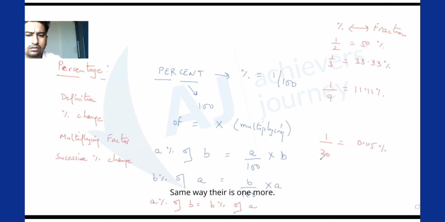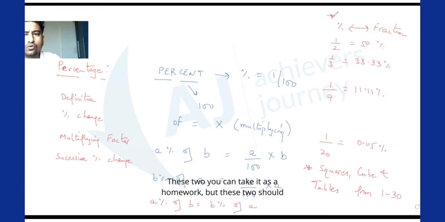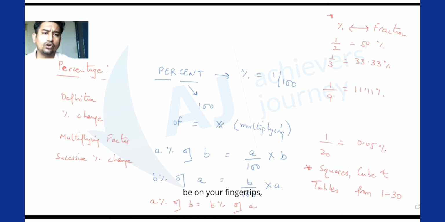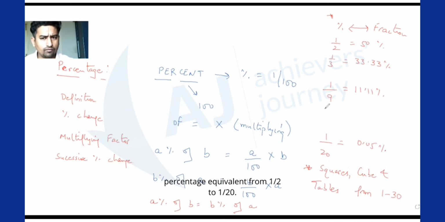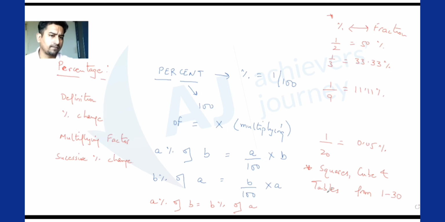Same way, there's one more. You can call it homework. You should learn squares, cubes, and tables from 1 to 30. This is the second part. These two you can take as homework, but these two should be on your fingertips, right? First is percentage to fraction and fraction to percentage equivalents from 1 by 2 to 1 by 20. Second is squares, cubes, and tables from 1 to 30. Squares of all the numbers from 1 to 30, cubes of all the numbers from 1 to 30, and tables from 1 to 30.